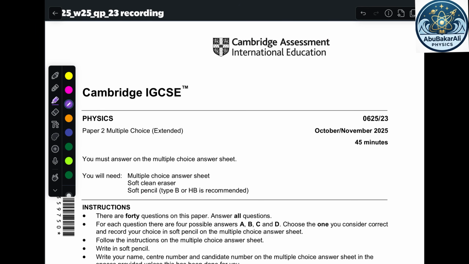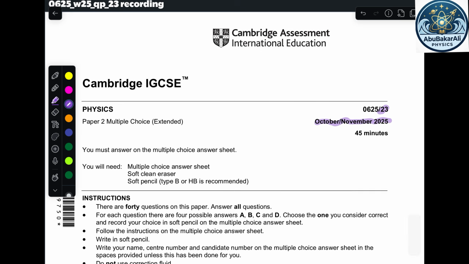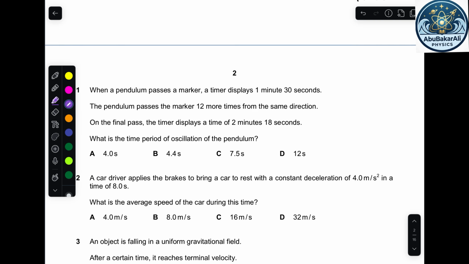Assalamu alaikum. So today we are going to solve IGCSE paper 2-3 October November 2025. So let's begin with the first question.